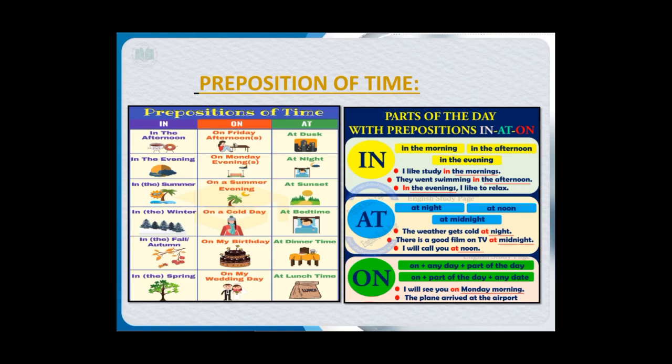Such as here, the usage of in is to tell about the months, years, centuries, seasons, and time period. While on is used to tell about specific days or dates. However, at is used to tell about specific time, holiday, and many more, such as I get up at 7 o'clock.